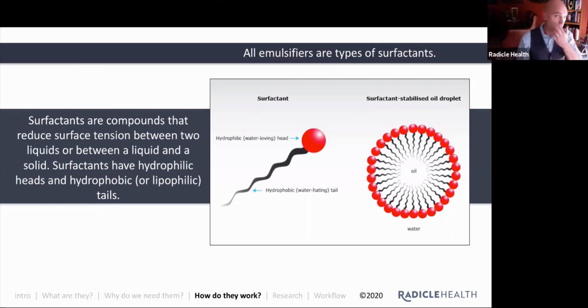So you can see here in the slide, on the left-hand side, you have one surfactant molecule, and it's sort of sperm-like looking. It has a hydrophilic head, a water-loving head, and a hydrophobic tail, a water-hating tail. And so when there's a concentration of these in a mixture that contains oil and water, you can see on the right-hand side the way that they start to congregate. So all of the water-hating tails hide on the inside, or they're attracted to oil, and all of the water-loving heads form a structure on the outside.